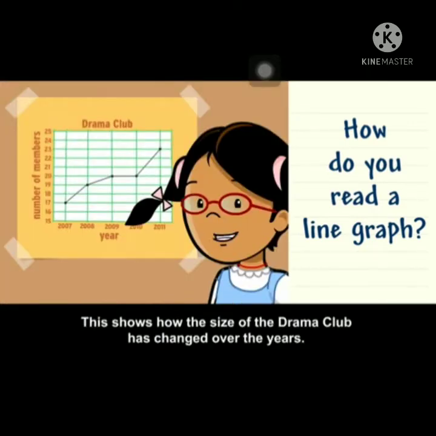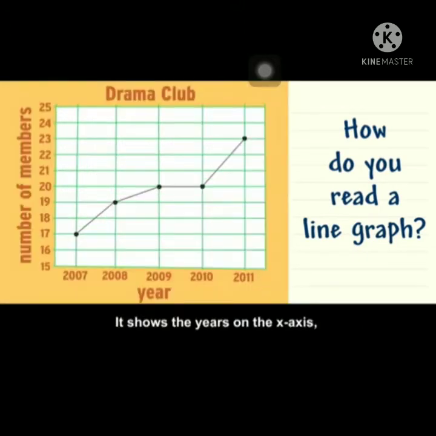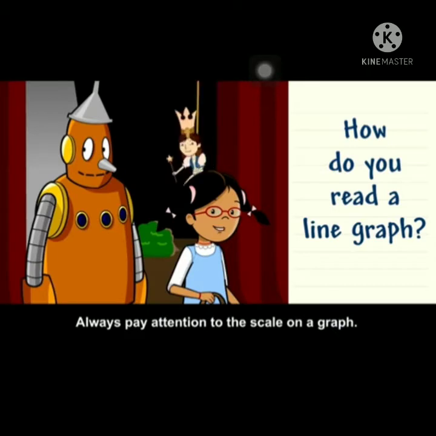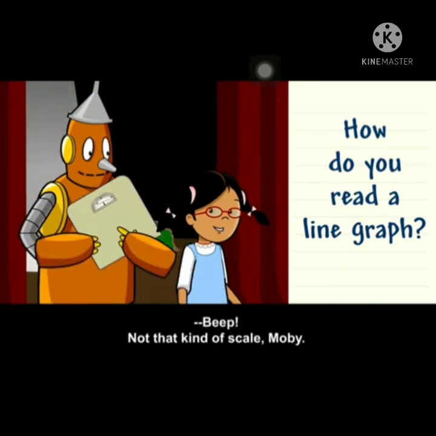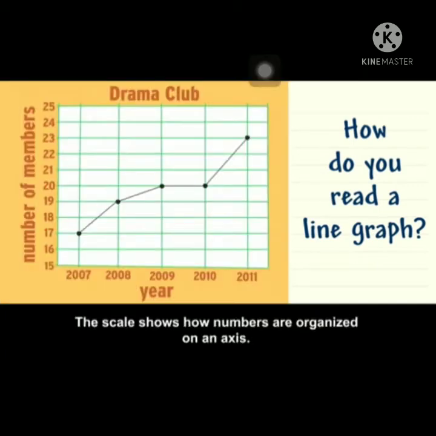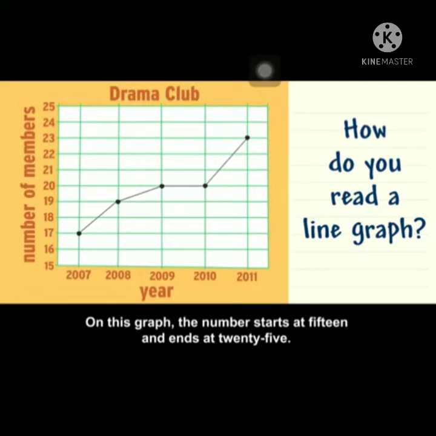This shows how the size of the drama club has changed over the years. It shows the years on the x-axis and the number of members on the y-axis. Always pay attention to the scale on a graph. Not that kind of scale, Moby. The scale shows how numbers are organized on an axis. On this graph, the number starts at 15 and ends at 25.